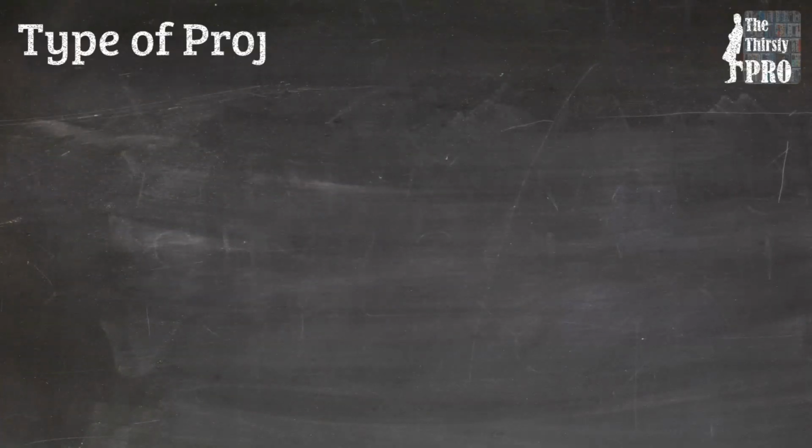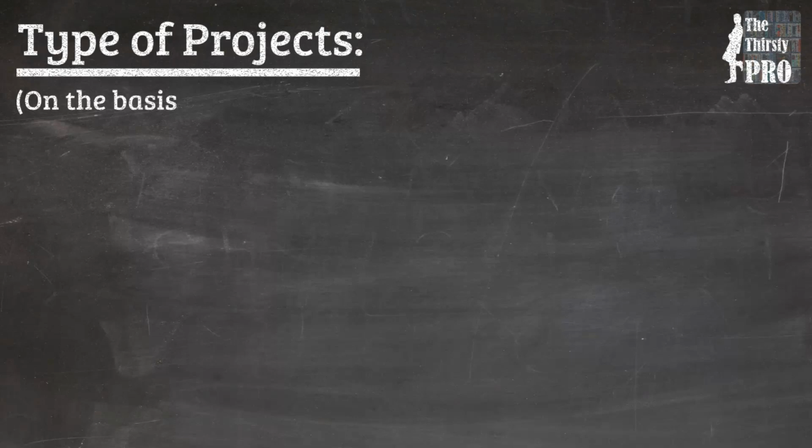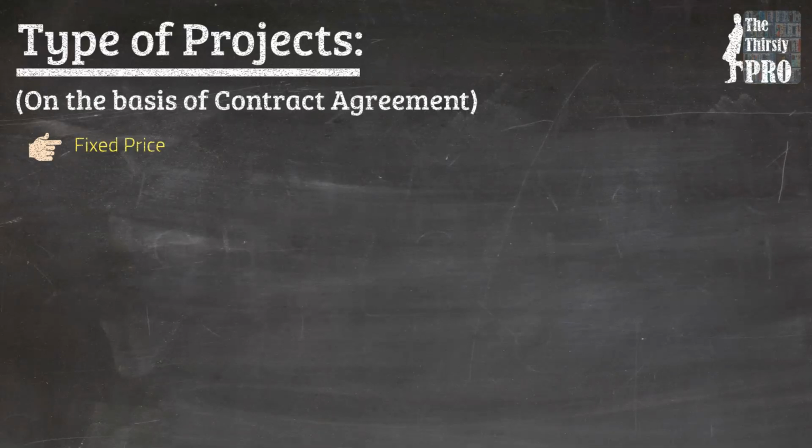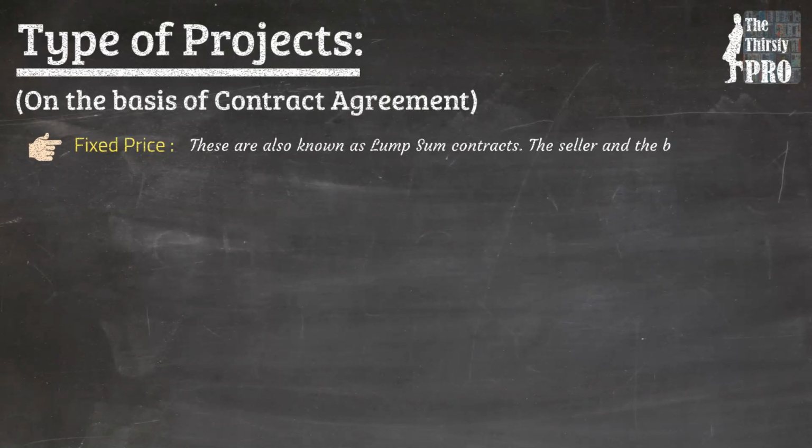The next project classification is based on contract agreement type that two parties agree upon. First in this list is fixed price. These are also known as lump sum contracts. The seller and the buyer agree on a fixed price for the project.